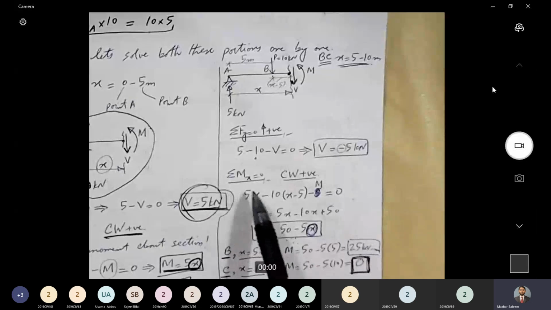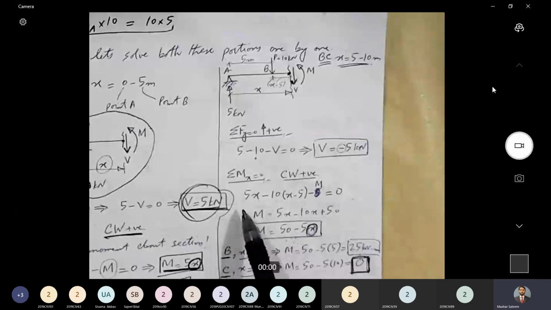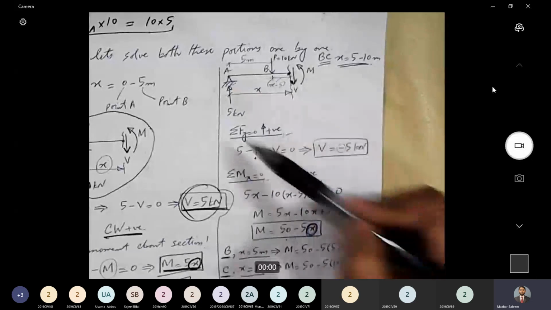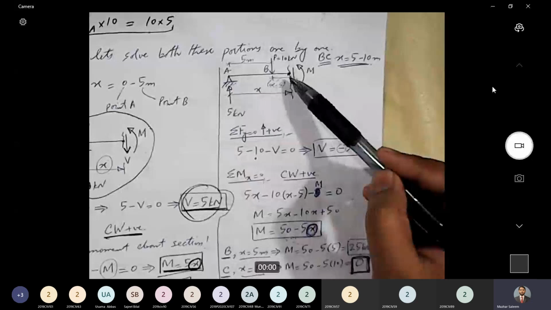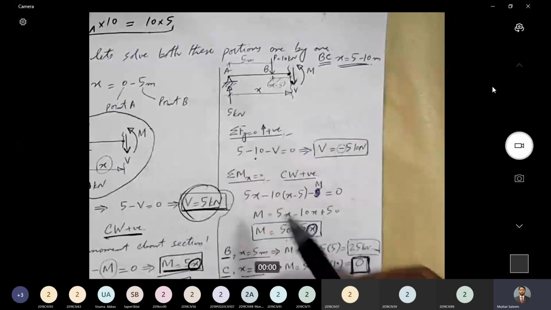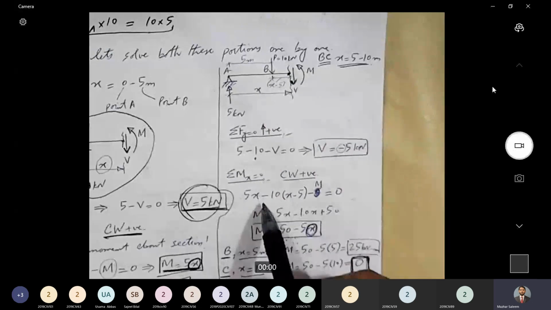Next is sigma Mx equal to 0. Our convention is again clockwise positive. Now this 5 kilonewton force produces clockwise moment about the section, so 5 into x, where x is the lever arm. 10 kilonewton force produces counterclockwise moment, so it is negative.